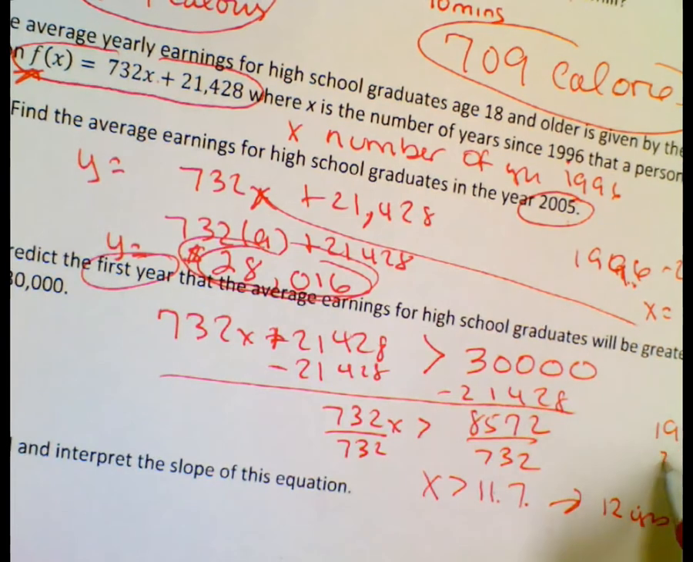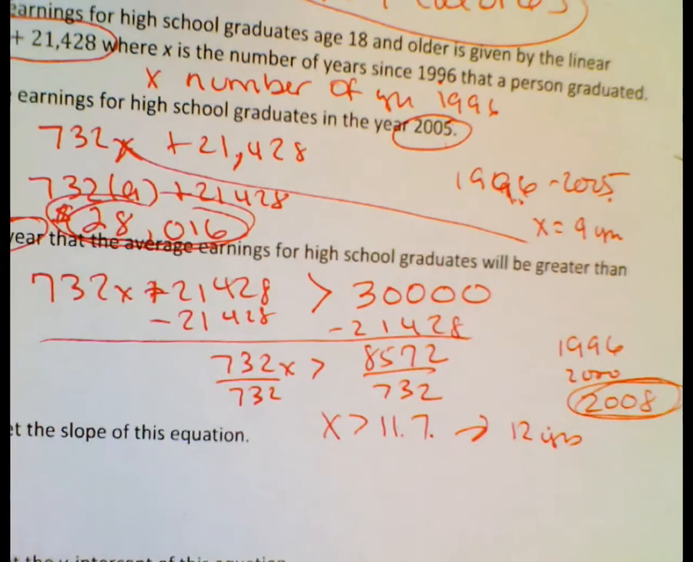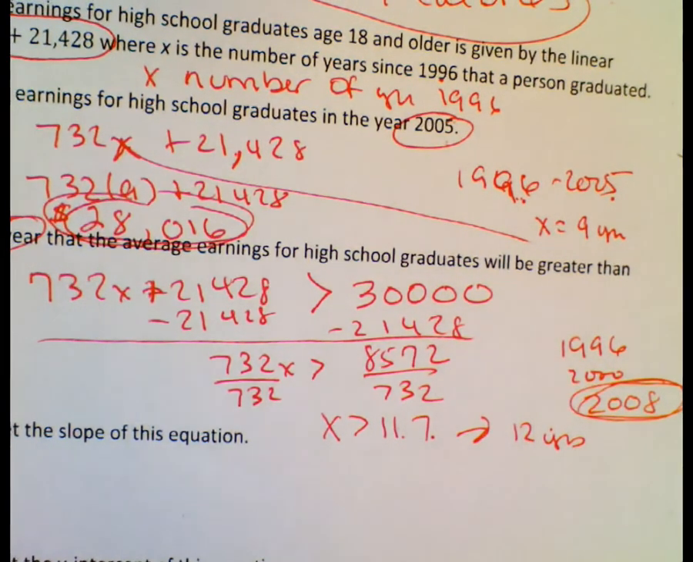Well, it takes 4 years to get to 2000. So it should be year 2008. In year 2008, or 12 years, it would take you that many years to make over $30,000.